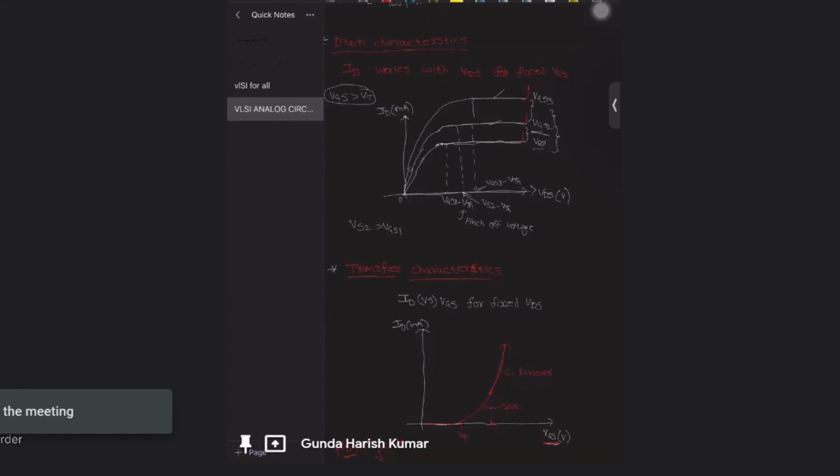Yeah, you can see from this graph. This is the saturation current, so it is the maximum. Here it is in the linear region. This is less than saturation.